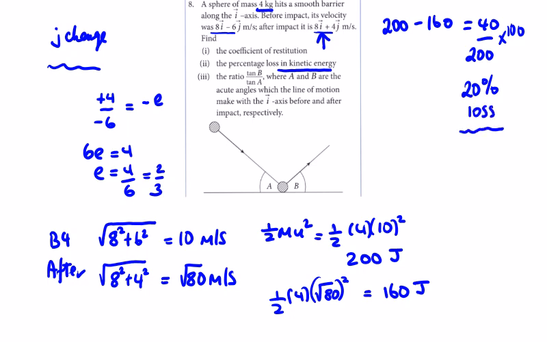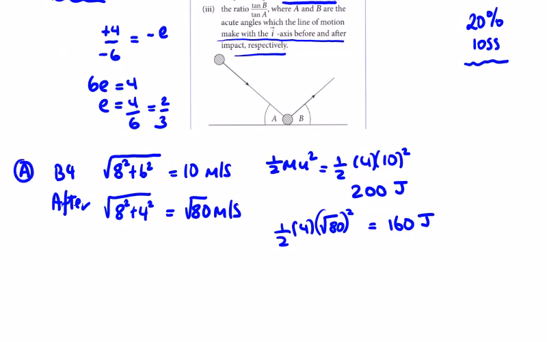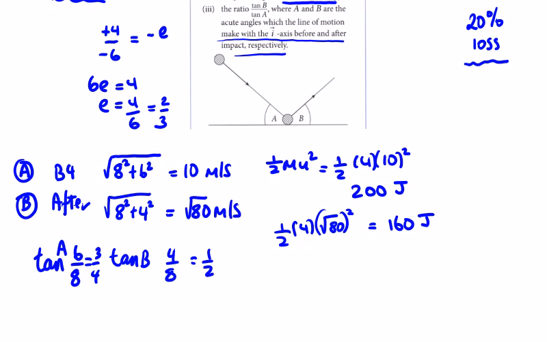And then we're told the ratio tan B over tan A, where A and B are the acute angles the line of motion makes with the i-axis before and after impact respectively. So A is before and B is afterwards. Tan A is going to be 6/8, j over i, and tan B is 4/8. So we're asked for tan B over tan A. We can simplify them: that's 1/2, and that's 3/4. So we have 1/2 divided by 3/4, which is equal to 1/2 times 4/3, which is equal to 4/6, which is equal to 2/3.